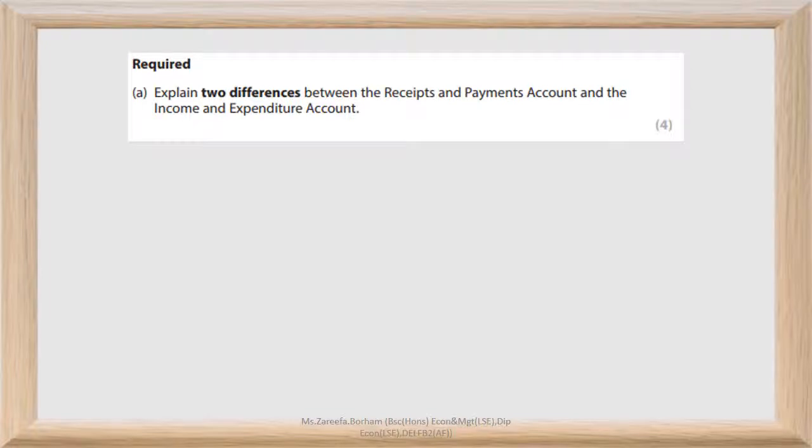Having understood the question in brief, now let us see what Part A asks us. Part A asks us to explain two differences between the receipts and payments account and the income and expenditure account. In this case, we have to state a difference and give an additional explanation point for each of them.